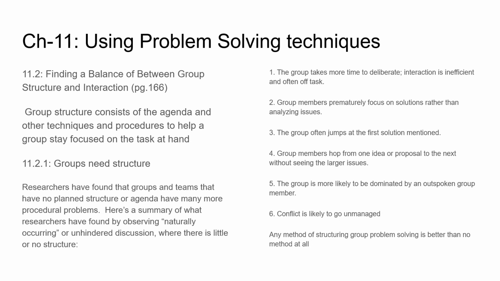So number 3, the group often jumps to the first solution mentioned. Like, the first topic mentioned, let's do that. How do you know it's a good topic for the group, right? And number 4, group members hop from one idea or proposal to the next without seeing the larger issues. And number 5, the group is more likely to be dominated by an outspoken group member, and conflicts are likely to go unmanaged.